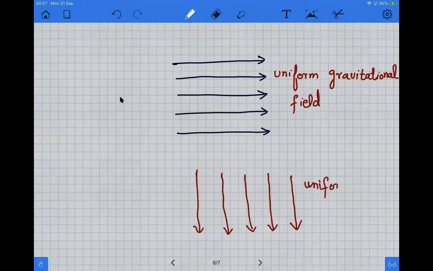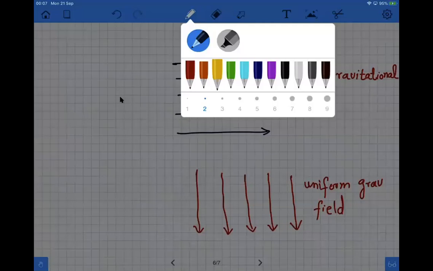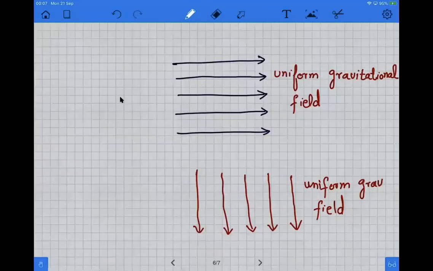Whenever you have a uniform gravitational field, its lines will be uniformly spaced and the force on a mass will be, as you see, if this is the mass, then gravitational force on the mass will be in the direction of the gravitational field. And this force is generally called the weight of the object. Here, the gravitational force will be this one.